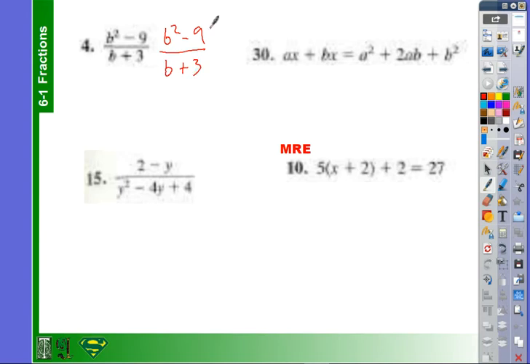So I look at the numerator, I see that we have a quadratic, and I look for a greatest common monomial. And lo and behold, there isn't one. So the next thing is a difference of squares, and b squared is a perfect square, 9 is a perfect square. And I'm subtracting them, which means it's a difference of squares. So we have b plus 3 times b minus 3, and that is over my b plus 3. Well, that means these can cancel out, so my answer is b minus 3.